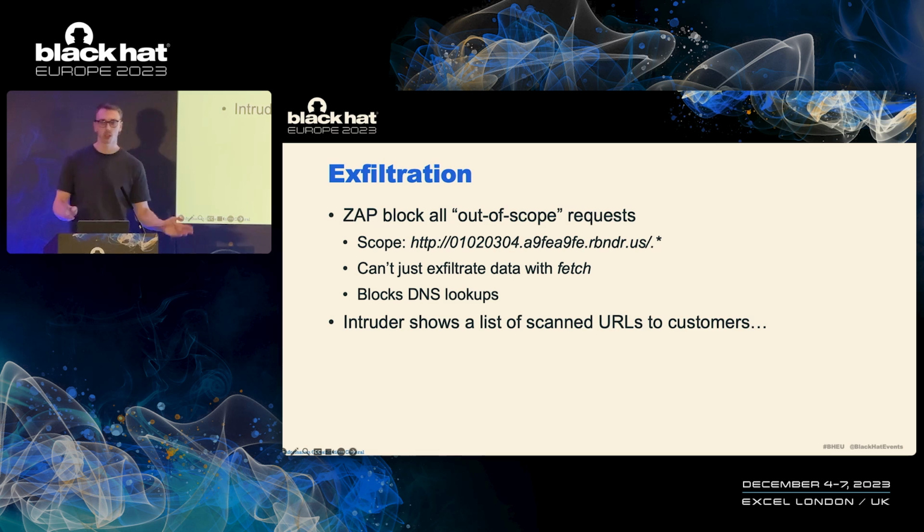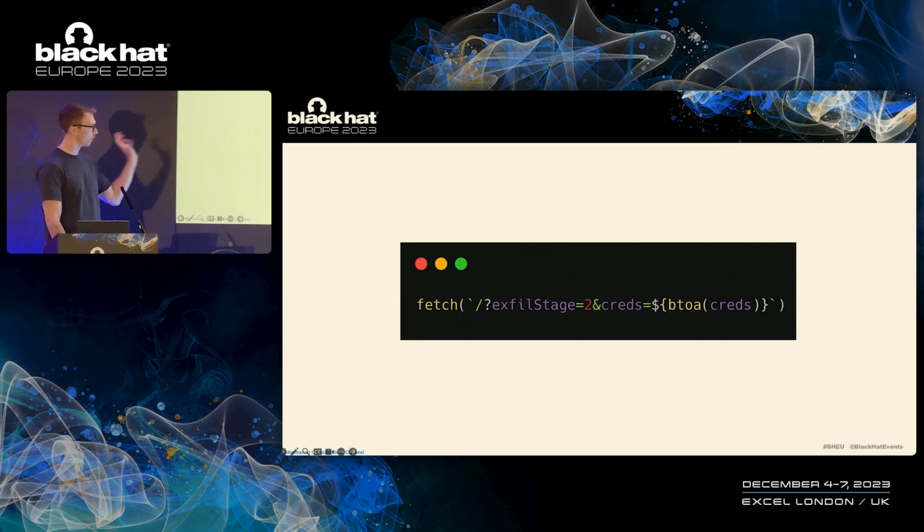In practice, there was one slight issue. We're doing this all through Zap, and Zap is really aggressive at blocking out-of-scope requests. So sending it back to my web server via IP address will be out of scope, and I can't do that. And remember, the domain now points to the metadata service, so I can't just send it back to that domain. It also blocks the DNS lookups when you try to request something out of scope, so you can't just exfiltrate over DNS.